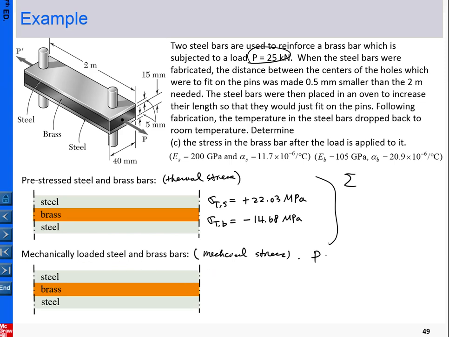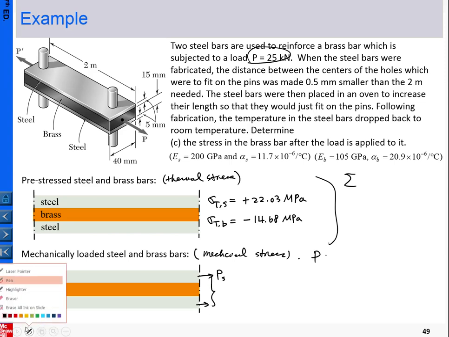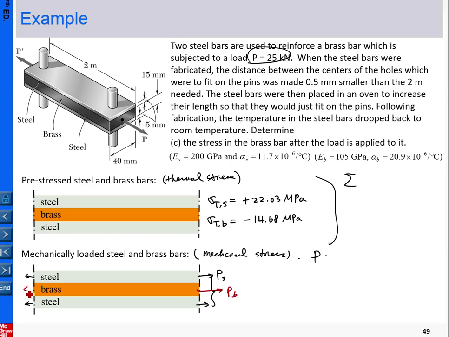And due to mechanical loading, here we have mechanical load P equal to 25, and that will be distributed in a certain way to steel and to brass. So let me call it P steel, and another one is called P brass. So PS plus PB together is equal to 25 kilonewtons, and here we have two unknowns. So that's the first equation.